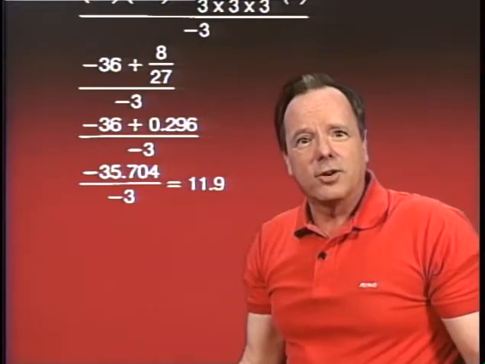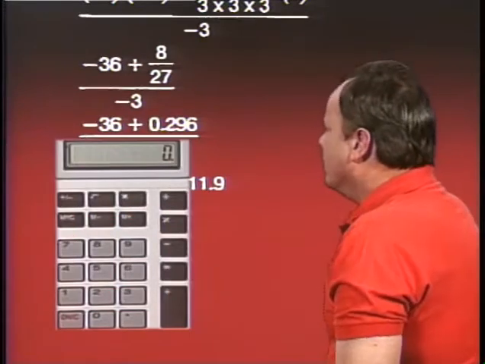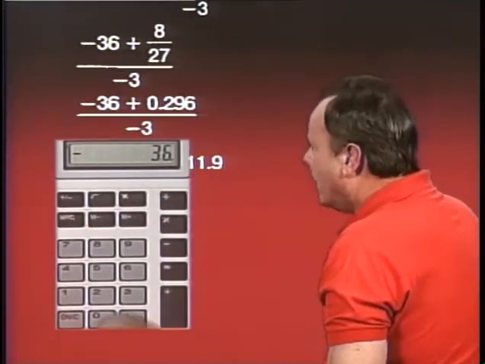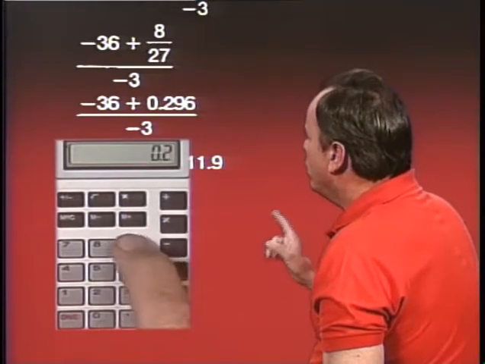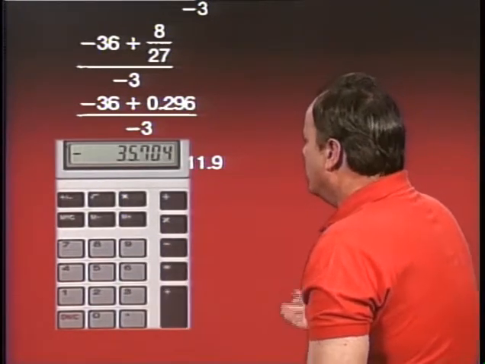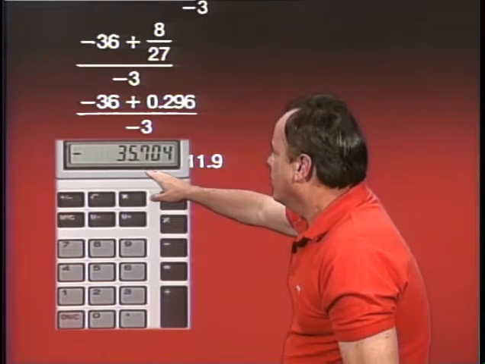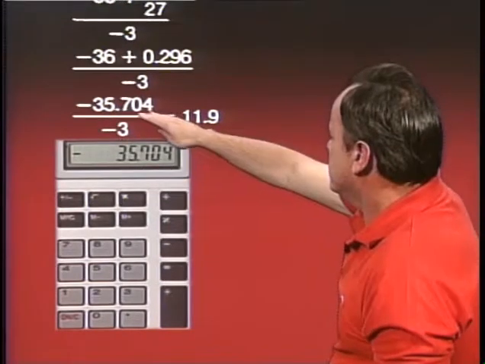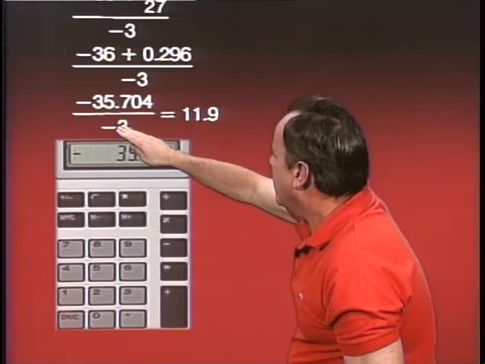Once again, I'm going to need the electronic calculator for that. So it's minus 36 plus, and we'll make that a minus there, plus 0.296. And when you do that, you get 35.704. So let's take a look at that. You get minus 35.704 divided by minus 3.